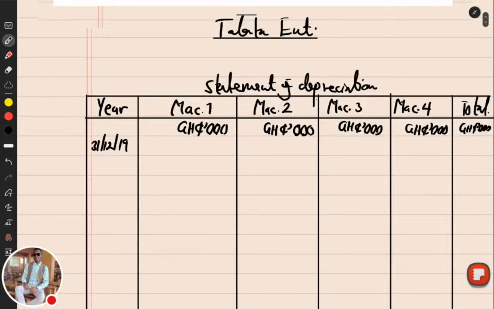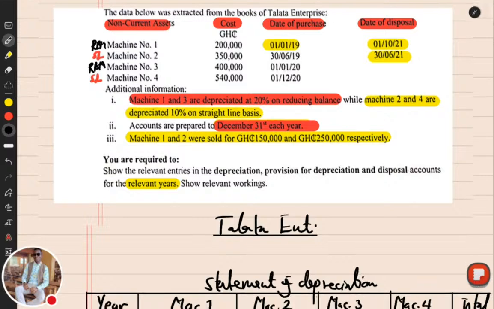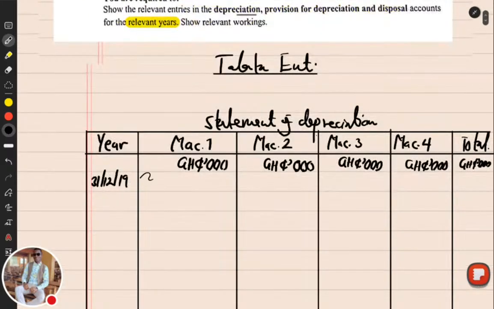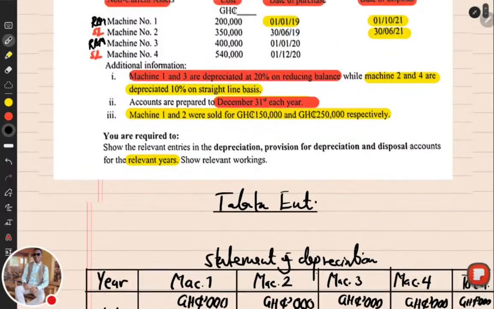So here, straight away, we'll say that since it was bought on 1st January 2019, that means that throughout the year 2019, you have used it fully. That is, you have used it from 1st January to 31st December 2019. So that's 12 months, right? So we'll have 12 over 12 multiplying 20%, and then multiplying the cost. What was the cost given? The cost was 200,000.